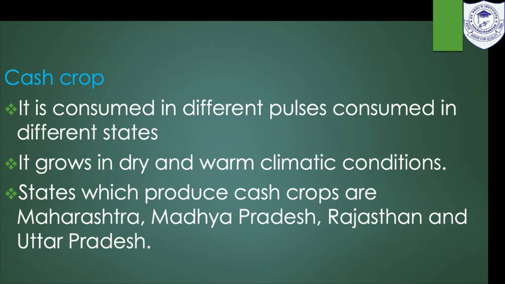Next, pulses. It is consumed in different states. It grows in dry and warm climatic conditions. States which produce pulses are Maharashtra, Madhya Pradesh, Rajasthan, and Uttar Pradesh. Here pulses means beans, peas, all those things we find even in the market, isn't it? That means there are a lot of farmers who produce those pulses.